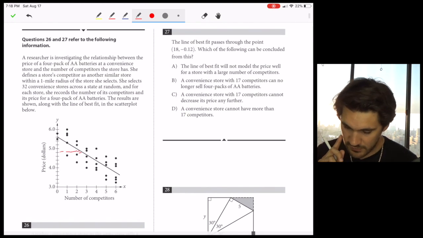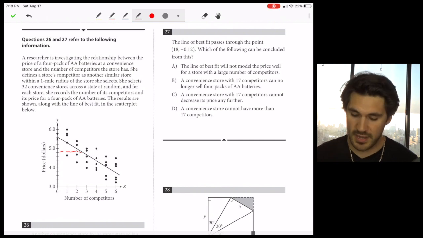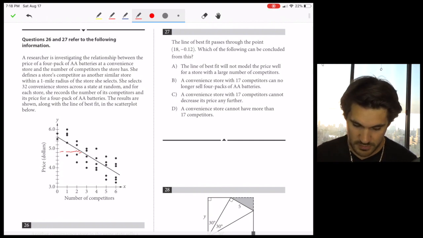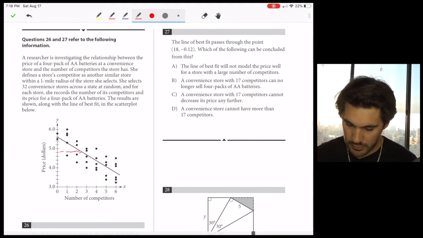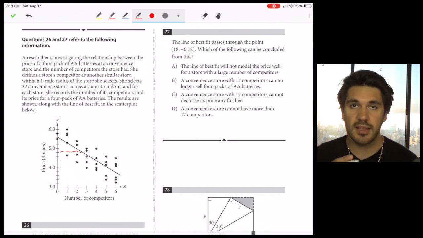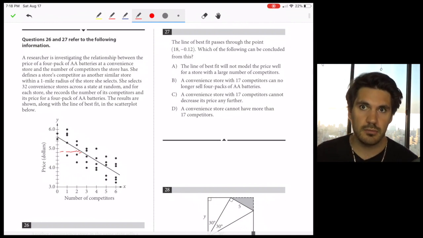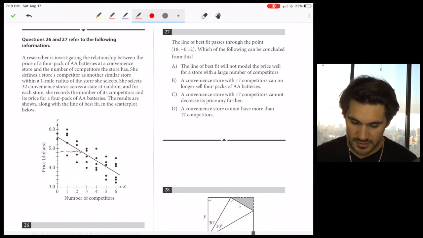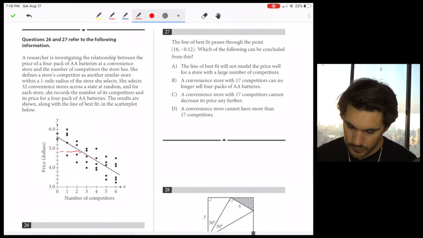27. The line of best fit passes through the point 18, negative 0.12. Which of the following can be concluded from this? A, it will not model the price for a store with a large number of competitors. Okay, yes. Because the line of best fit is supposed to model something. So if it doesn't predict it, it might be because that store is out of the range of it. So we'll keep that.